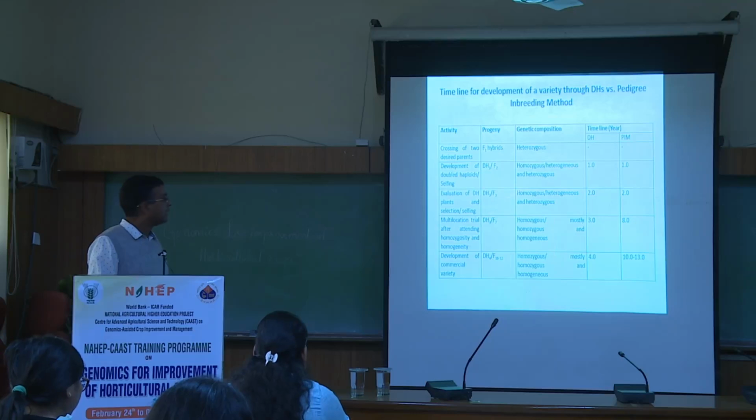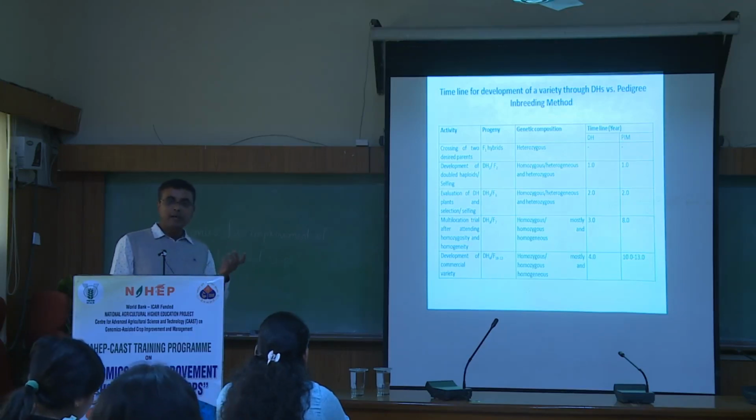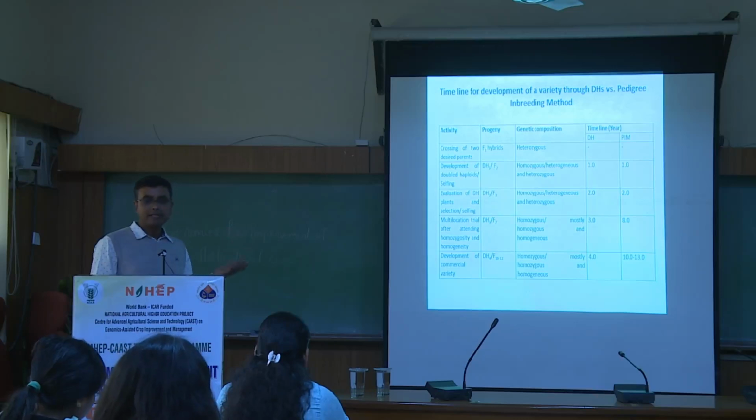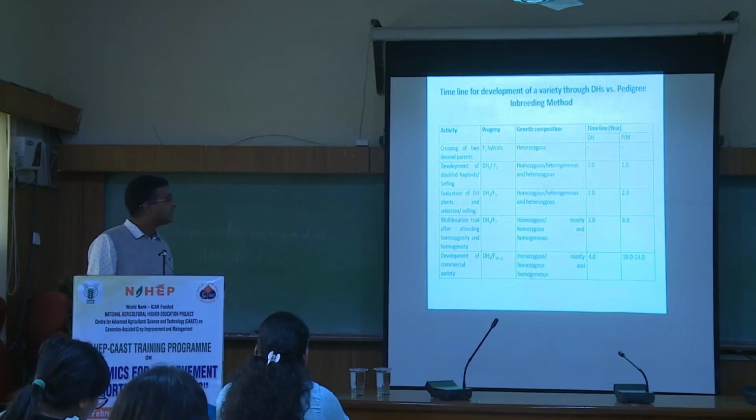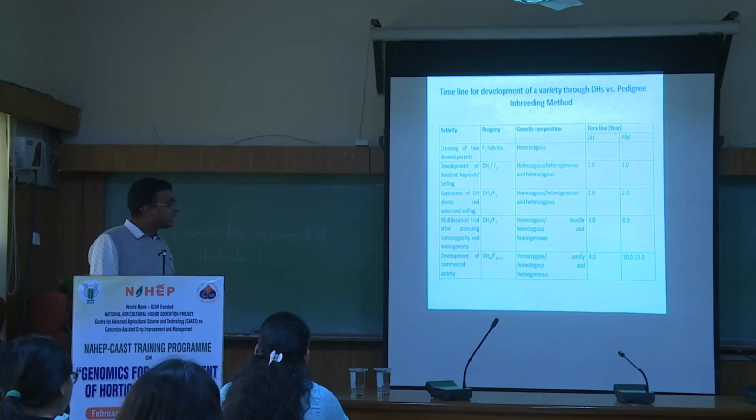When you are going for the conventional methods, this is the normal pedigree method, the conventional pedigree method. How much time does it take to develop a commercial variety? It takes around 10 to 13 years, because within 6 or 7 years we may get the homozygous line, but again we have to go for multi-location trials for another 2-3 years. But in the case of double haploid, it could be done within 4 years, because multi-location trials take 2 to 3 years, and development of the DH line takes another 2 years. So within 4 years you can develop your end product using double haploid technology, and now we have a successful example in cauliflower from India.